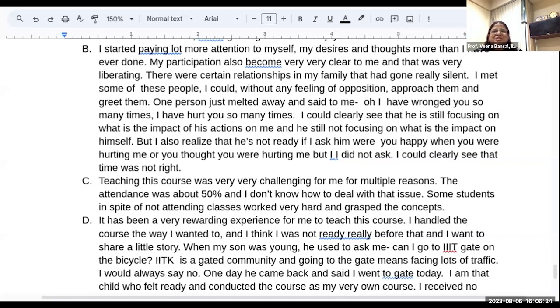And there were certain relationships in the family that had gone cold. One such person, I ran into him and I was not sure how I was going to approach him. But I just walked up to him and said, Namaskar, how are you doing? And this person just melted away and said to me, oh, I've wronged you so many times. I've hurt you so many times. And I just stood there looking at this person, thinking, he's still focusing on the impact on me. He's still not focusing. I really wanted to ask him, how were you when you were trying to hurt me or you thought you were hurting me? But I could hold myself back.